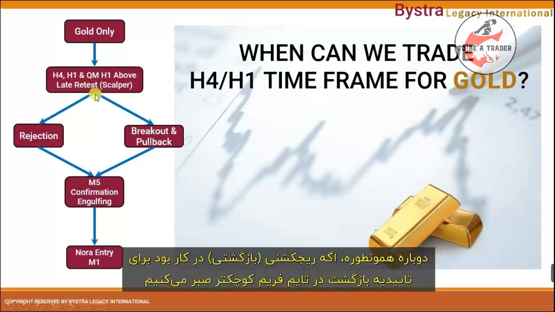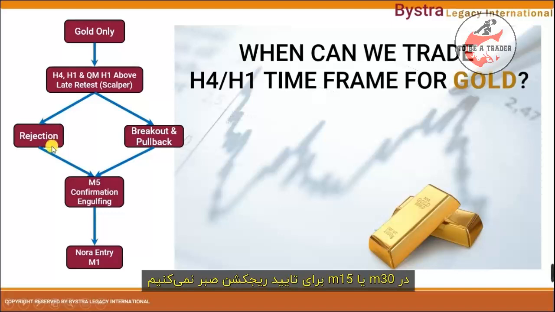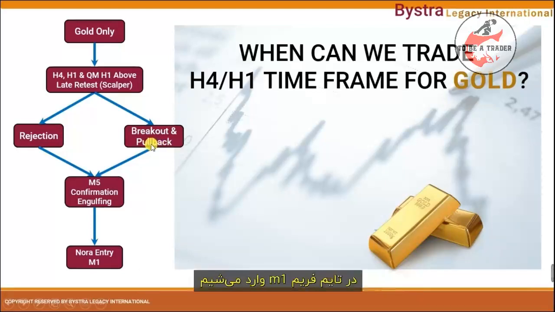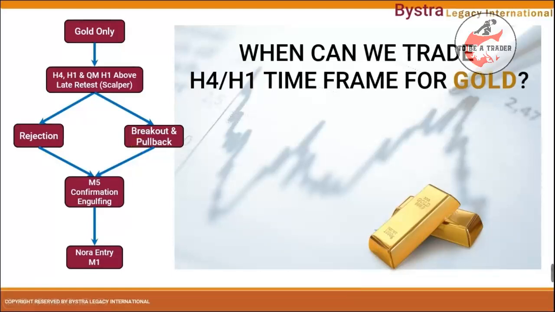Same thing goes: if there is a rejection, we wait for confirmation of the rejection in the smaller time frame. We do not wait at the rejection on the M30 or the M15. Waiting at the small time frame is sufficient, or the breakout and pullback. Same goes, we will enter at the M1 time frame, with engulfing at the M5 time frame. I'm going to show you this later on.